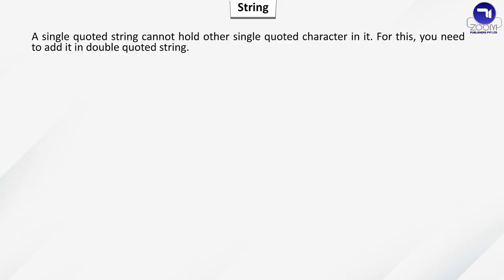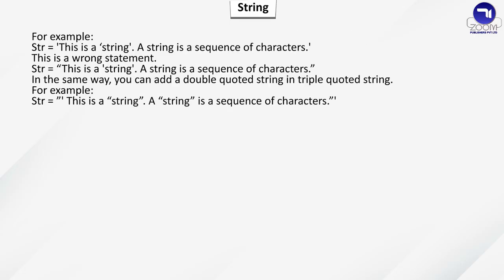A single quoted string cannot hold another single quote character in it. For this, you need to add it in a double quoted string. For example, str is equal to "This is a string. A string is a sequence of characters." The statement 'This is a string. A string is a sequence of characters.' is a wrong statement. In the same way, you can add a double quoted string in a triple quoted string.